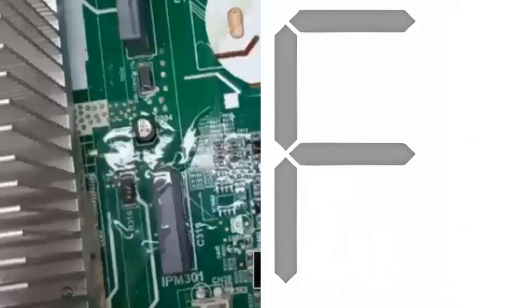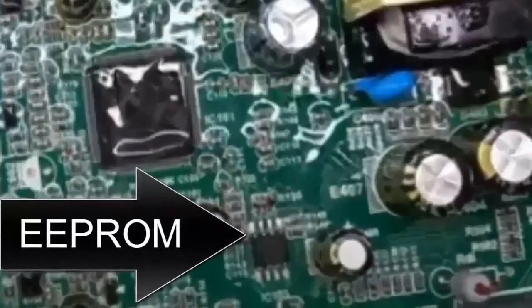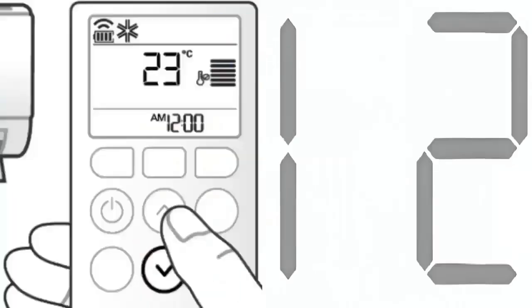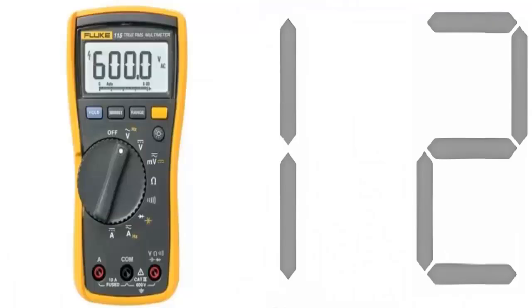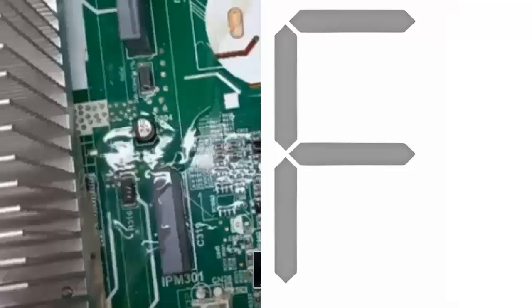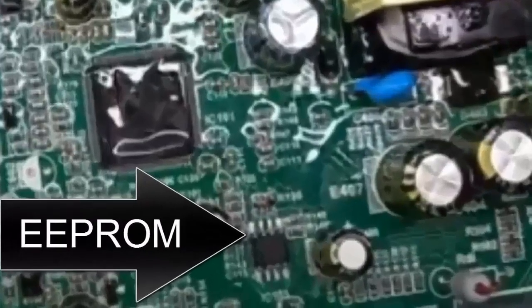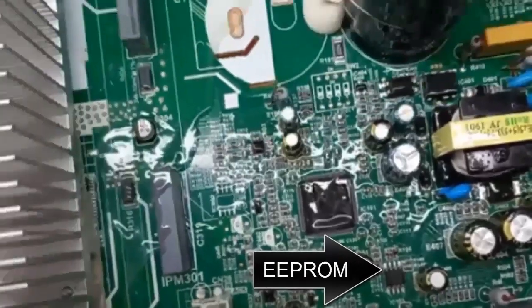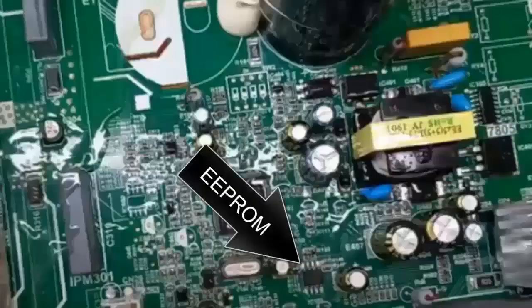5. There is a possibility that the problem is related to a resistor near the EEPROM memory. Take a detailed measurement of all resistors near the memory. 6. If any resistor does not have a value close to what it should be, carefully replace it. 7. Once the resistor is replaced, try to operate the unit again to see if the F12 error has disappeared.